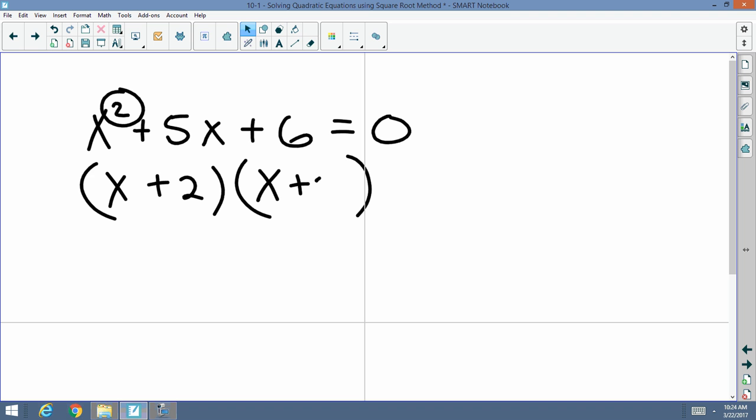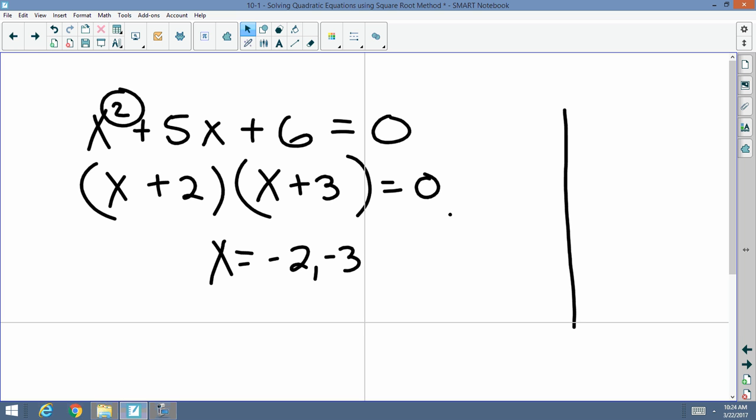Very good. And then we're going to use the zero product property. And we set x plus 2 and x plus 3 equal to 0. So x will equal -2 and -3. If you guys remember, these are the solutions. They're also called the zeros. They're sometimes called the roots of a quadratic function. And a quadratic function is a U-shaped graph.